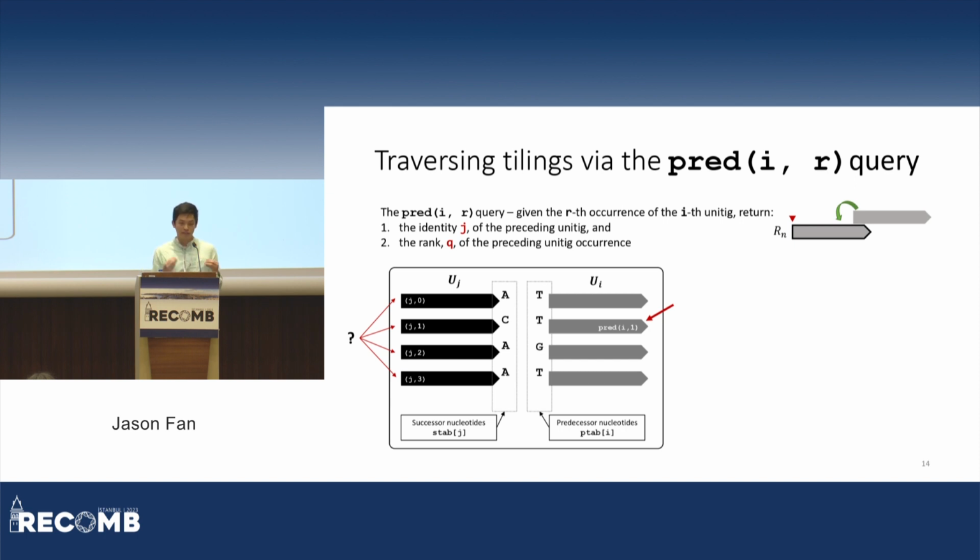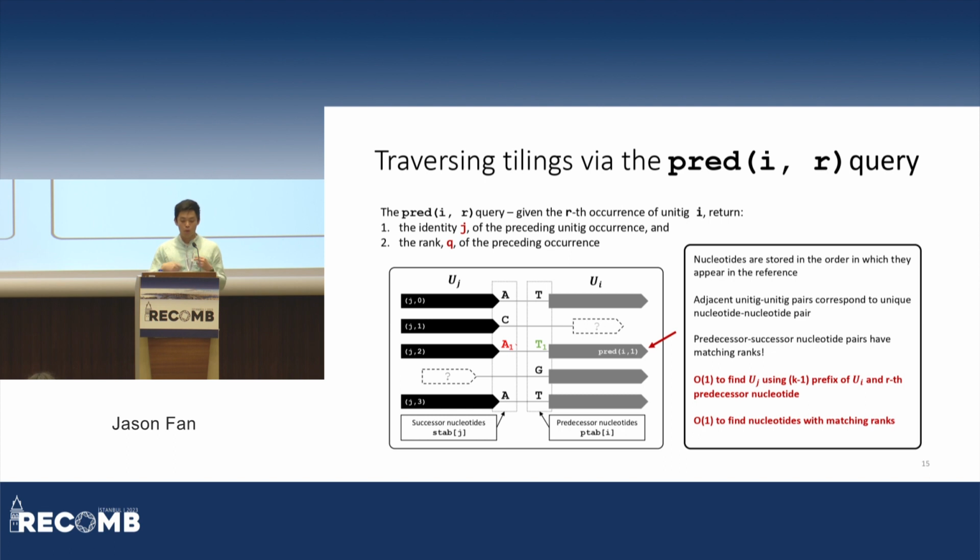If I carefully think about how I've stored these nucleotides, we realize that every single time I've stored an A here for UJ, I see UI, and every single time I've stored a T predecessor for UI, I see UJ. This means that when nucleotides are stored in the order in which they appear in the reference, adjacent unitig pairs, so UI, UJ here, correspond to unique nucleotide pairs, successors and predecessors.